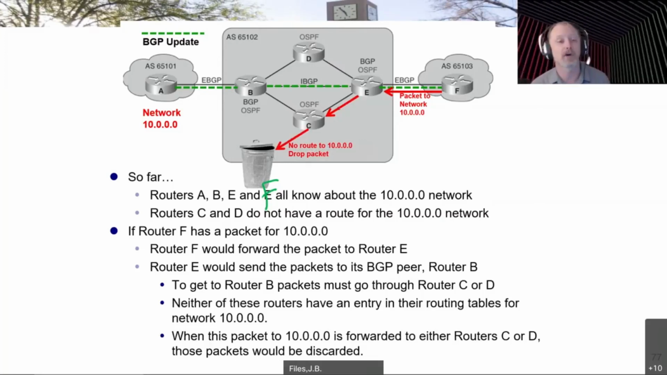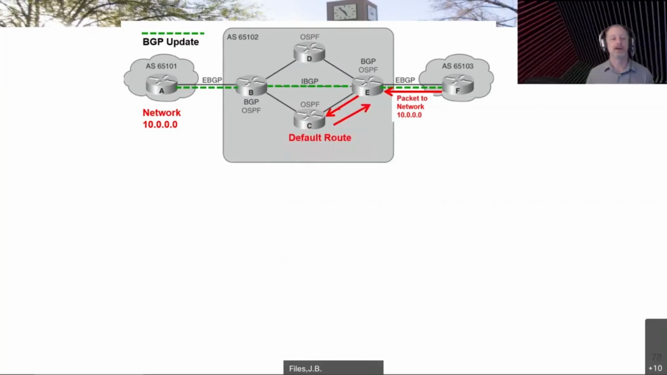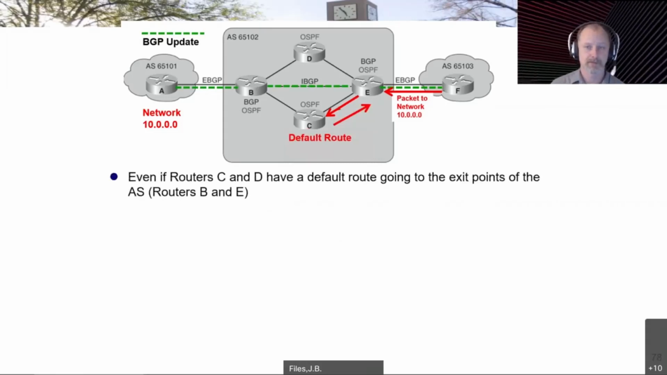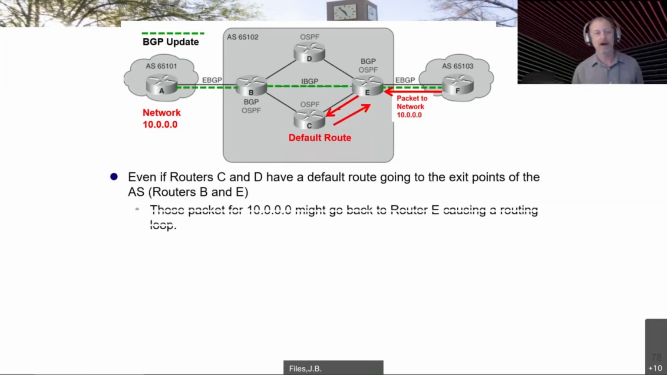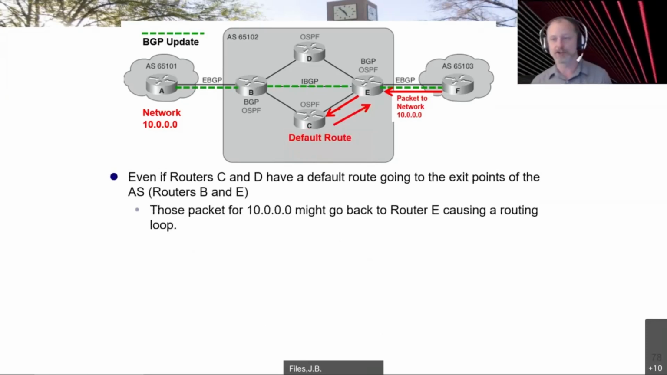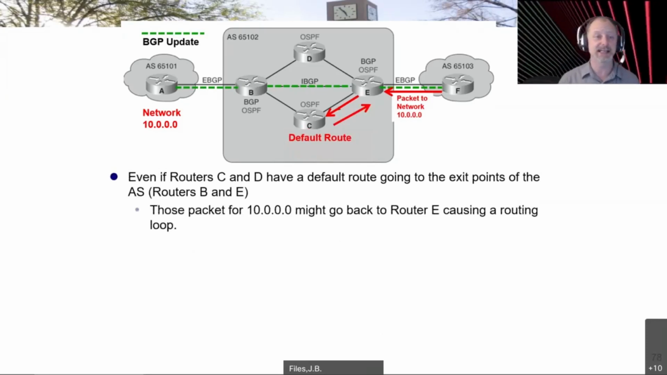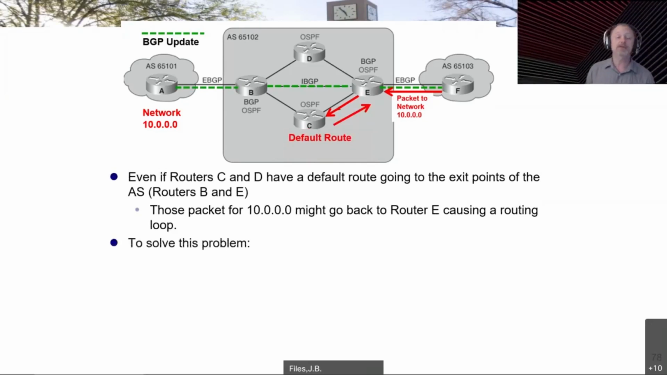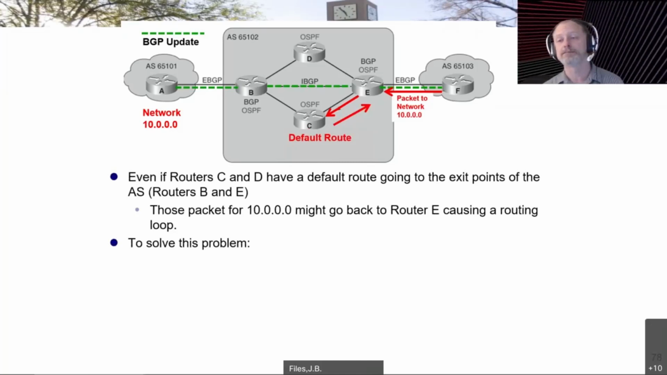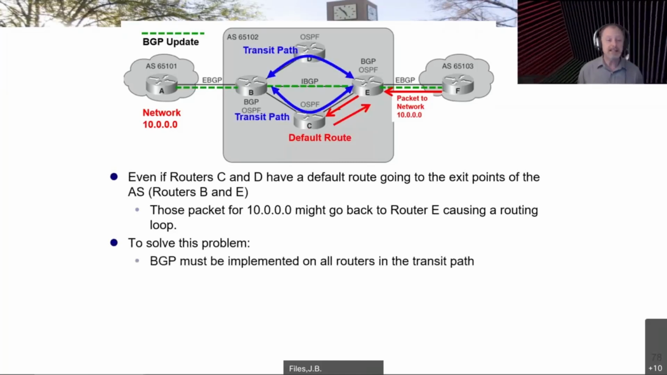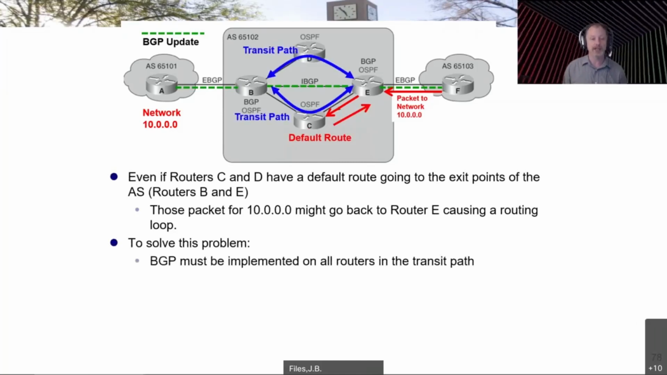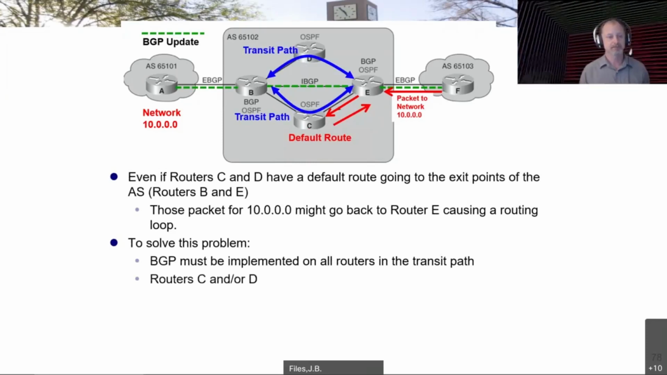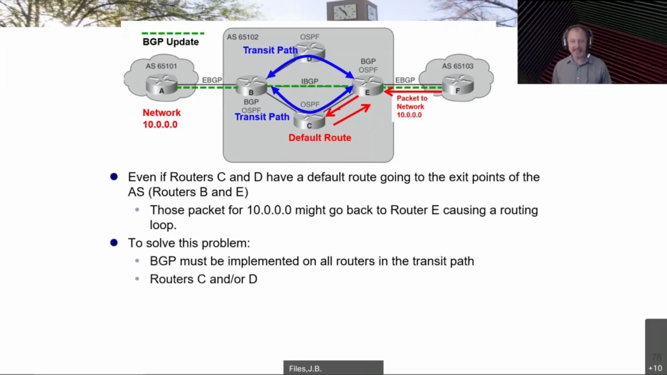Well, default route. Okay, let's say there is a default route, and let's say the default route's going the wrong way. Then we might have a routing loop situation where C keeps sending it to E and E keeps sending it back to C. So to get around this type of problem, BGP needs to be implemented on all the routers in the transit path. That means C and D in this case.